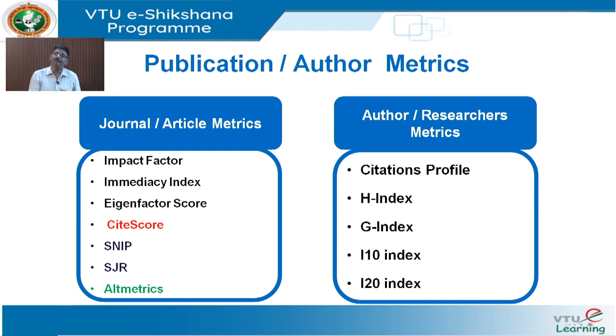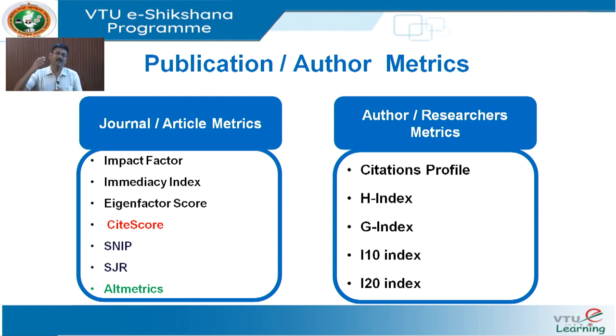In that we have an impact factor, which is a widely accepted metric, and we have an immediacy index, an Eigenfactor score, a CiteScore, SNIP score, SJR score, and altmetrics. So, these are the metrics which are used to judge a journal or a publication. And there are another set of metrics which are used to measure the productivity of an individual author.